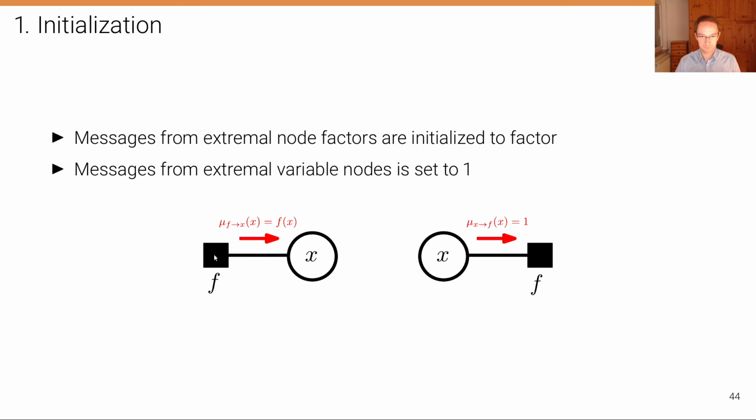If this factor is the end of the graph, basically, then this message here is simply, if there's no other variables connected to that factor, then this message is simply the factor itself. And that's easy to see if you look at the equations from the previous slides. And the messages from the extremal variable nodes to the factors are set to 1, but they don't really matter because they get updated directly with the algorithm in the second step.